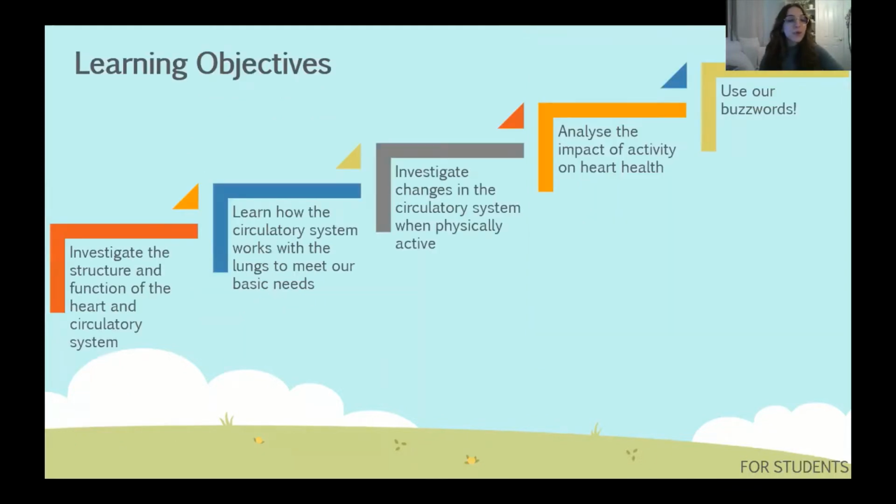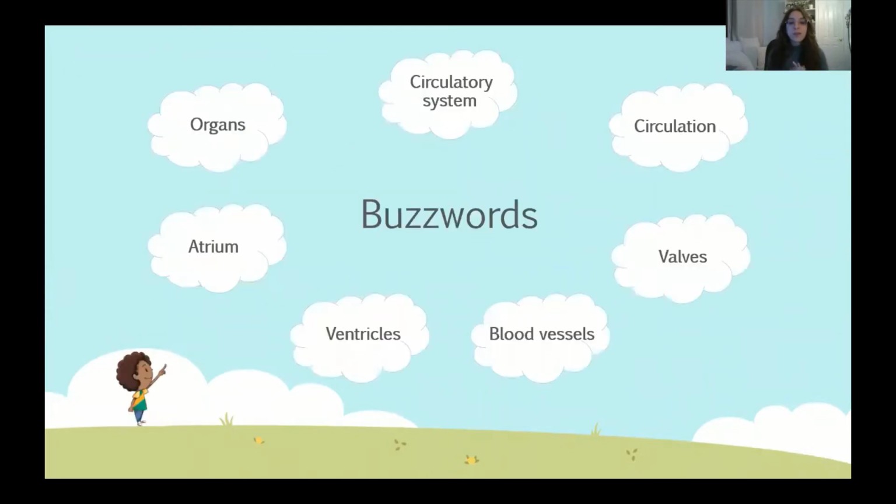Back into teacher mode. So, learning objectives. Today we are going to investigate the structure and function of the circulatory system, how it supports other vital organs, and the impact of exercise on our heart health. We want to keep these buzzwords in mind. So the circulatory system, circulation, valves, blood vessels, ventricles, atrium or atria, and organs.